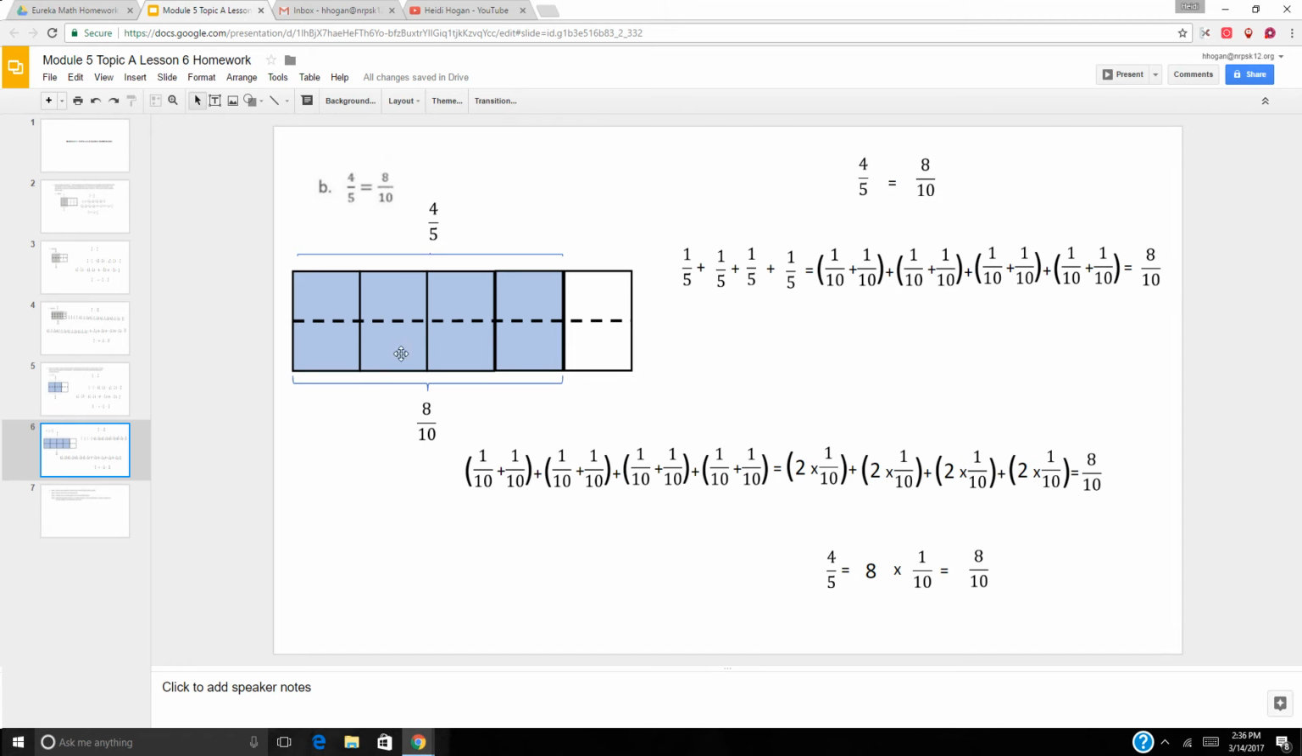So 1/5 plus 1/5 plus 1/5 plus 1/5 equals 1/10 plus 1/10, 1/10 plus 1/10, 1/10 plus 1/10, and 1/10 plus 1/10, which equals 8/10. So that is 2 times a tenth, 2 times a tenth, 2 times a tenth, and 2 times a tenth, which equals 8/10. Or 4/5 equals 8 times 1/10.